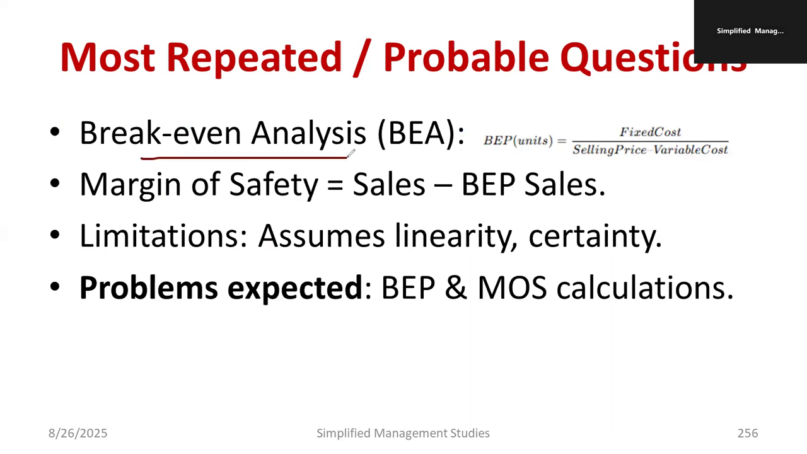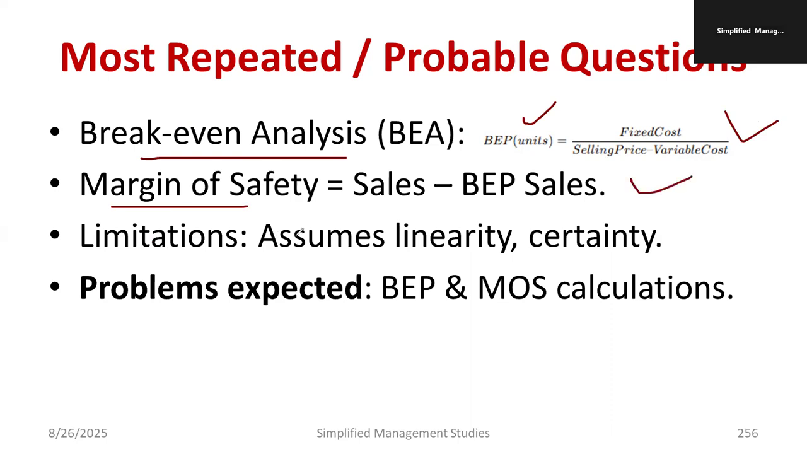You have to focus on a few more topics like break-even analysis, break-even point, or break-even point in the form of units. So that is given by fixed cost divided by selling price minus variable cost. So you have to focus on BEP. Margin of safety you can calculate by taking the difference between sales and BEP sales.